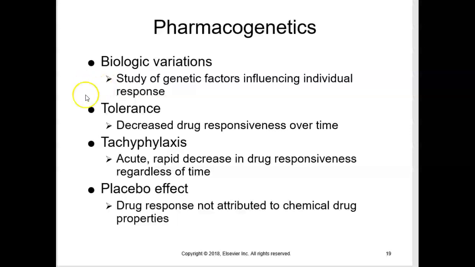Some other terms worth noting: tolerance is a decreased drug responsiveness over time. Placebo effect, drug response not attributed to chemical drug properties, which most people are familiar with that one. And finally, tachyphylaxis, an acute rapid decrease in drug responsiveness regardless of time.